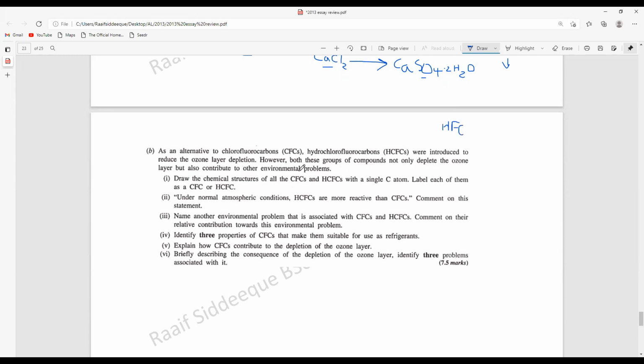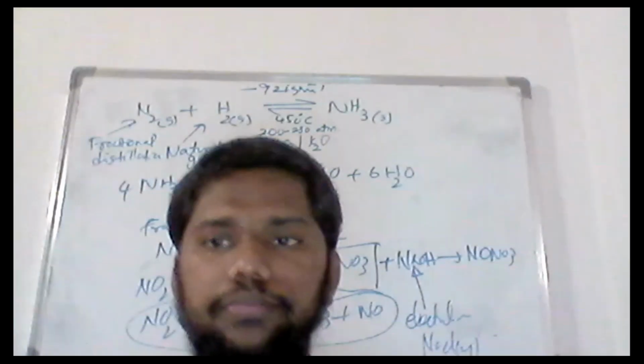Okay. So, however, both these groups of compounds not only deplete the ozone layer but also contribute to other environmental problems. Basically, they can even contribute to global warming as well. So, draw the chemical structures of CFC and HCFC with a single carbon atom and label each of them as a CFC or HCFC. If you can remember the structures.